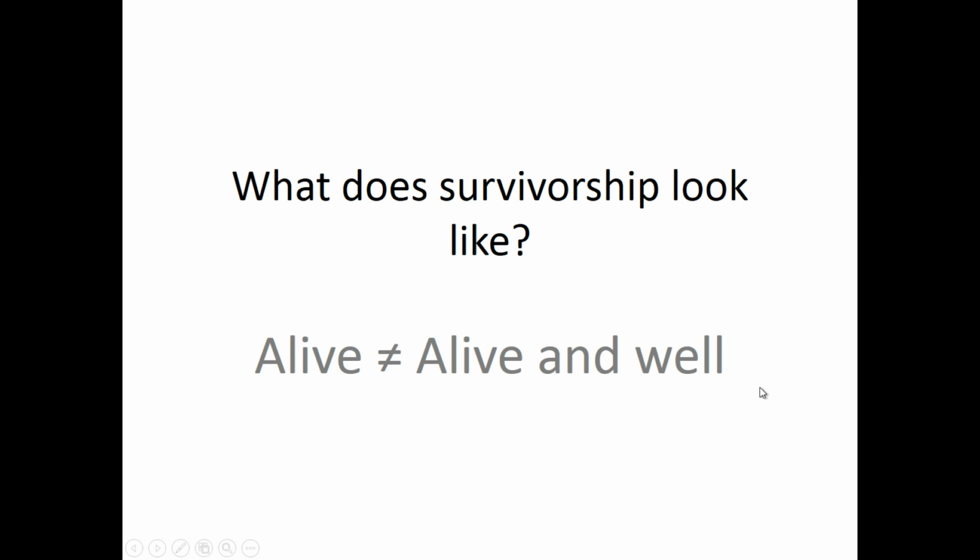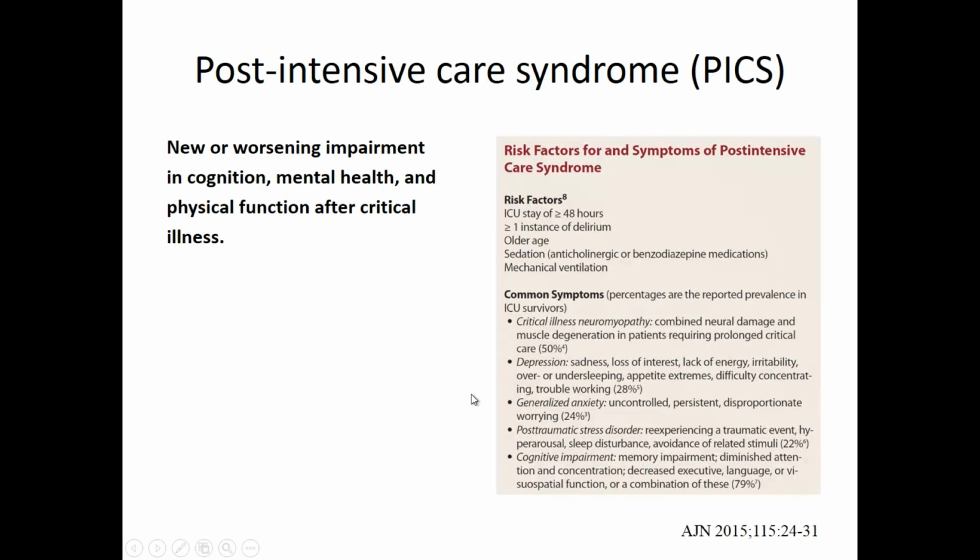But what about survivorship? What about those people who survive their intensive care unit time, survive their hospitalization, go home, and maybe fit into the other category, people who survive beyond that 6 months? What does survivorship actually look like? And this is really something that's only gained attention more recently, the longer-term consequences to patients who survive an episode of delirium in the hospital.